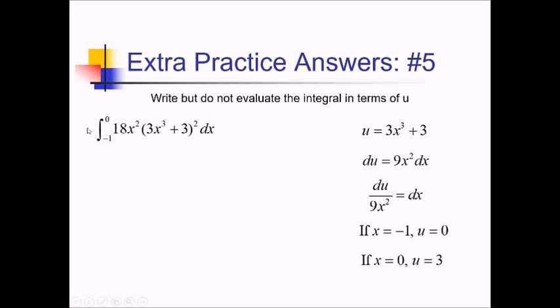So I can rewrite this as the integral from 0 to 3 of 18x squared times u squared, and then instead of dx, I've got du over 9x squared. The x squareds cancel, 18 over 9 is 2, so we have 2 times the integral from 0 to 3 of u squared du.